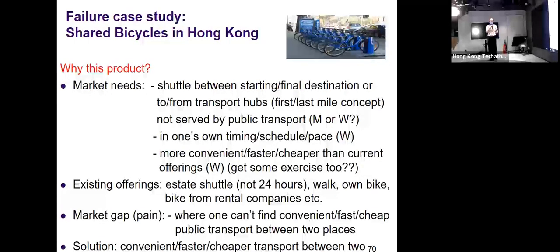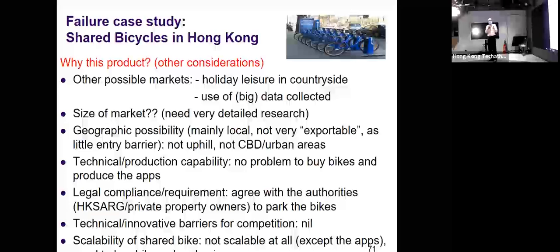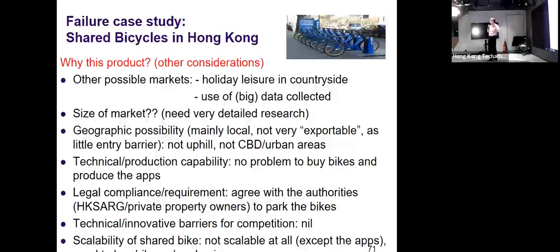But the solution is convenient and faster or cheaper transportation between two places. So this is why you need a shared bike in Hong Kong. Any other consideration, other than going to work or going to school? Leisure time.